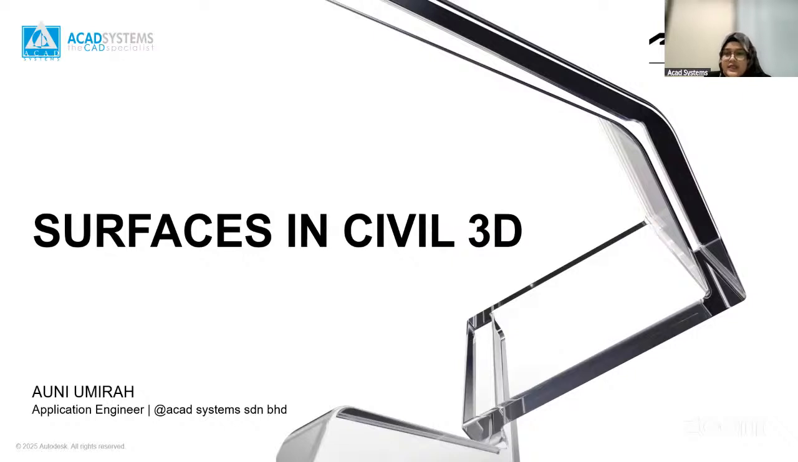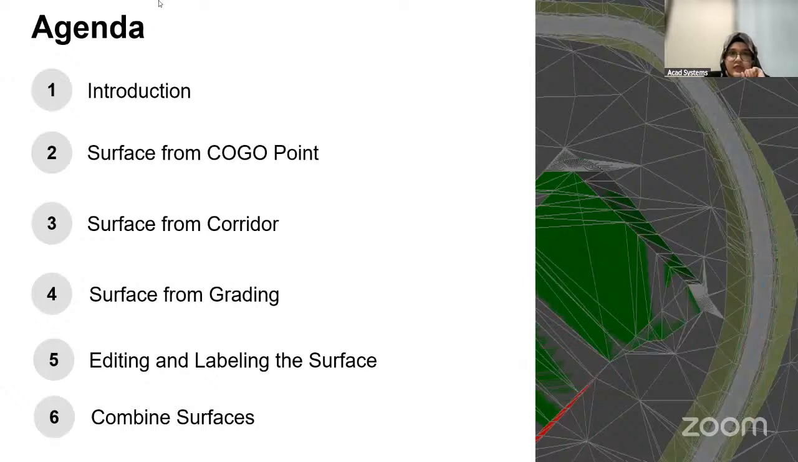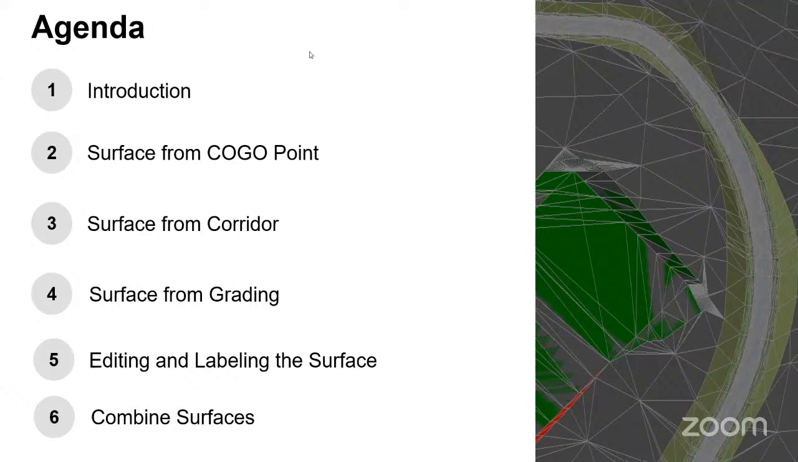Right? So let me go straight to the agenda for today's lesson. Today I'm going to start with the introduction: what is a surface in Civil 3D? And then I'm going to show you how we create the surface, first from COGO points, where you create points and then create a surface. Then from corridor, surface from grading, and then I'm going to show you how we edit the surface and label the surface. And lastly, I'm going to show you how we create a combined surface, which is a combination of surfaces in Civil 3D.